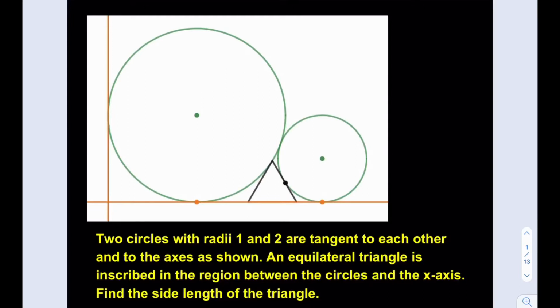Hello everyone, in this video we're going to be solving a fantastic geometry puzzle. Two circles with radii 1 and 2 are tangent to each other and to the axes as shown. An equilateral triangle is inscribed in the region between the circles and the x-axis. Find the side length of the triangle. At this point you can just go ahead and pause and try the problem yourself first.